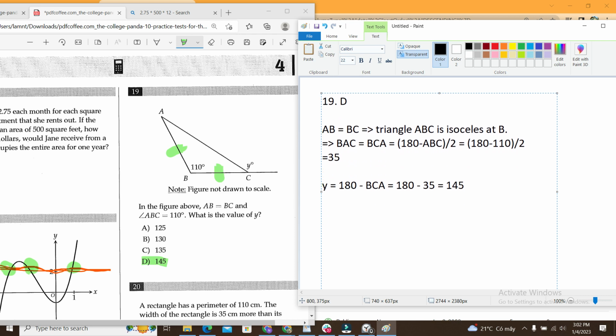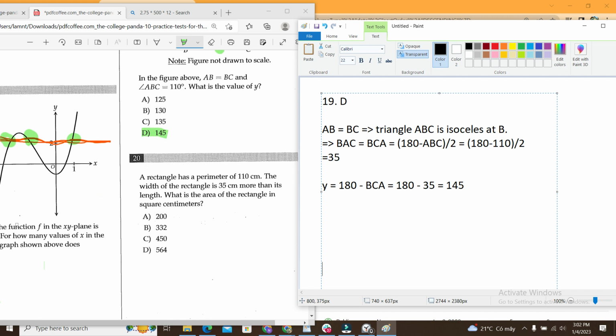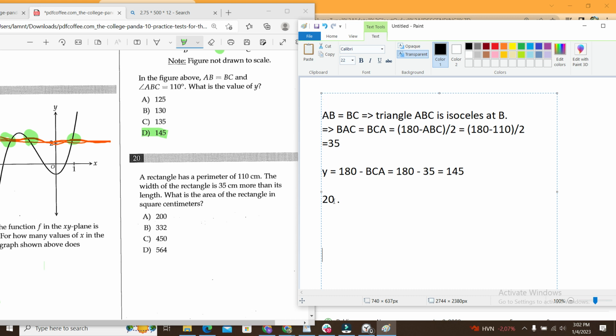Alright, let's do number 20. Alright, a rectangle has perimeter 110 centimeters. The width of the rectangle is 35 more than its length. What's the area in square centimeters? Okay, so we know that in a rectangle we have the length which is bigger than the width. So we know that the perimeter is 2 times the sum of the length and the width, so the perimeter of a rectangle is 2 times the length and the width added together, that's 110.